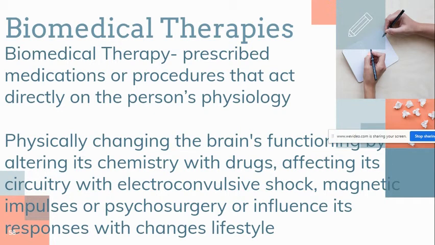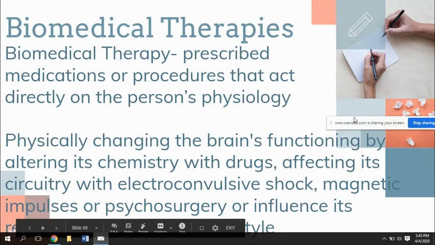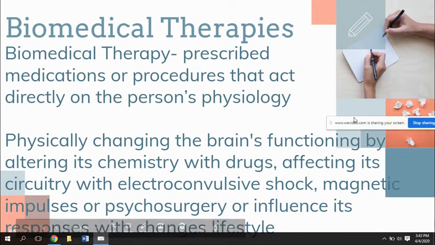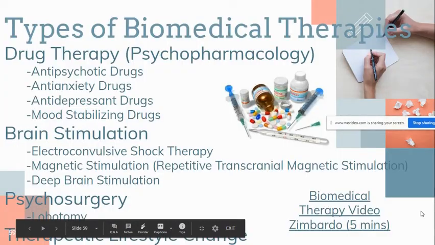If you're a sciencey person or a medical person, this is probably where you're finding yourself to be more aligned. So you can change the person's brain functioning by altering its chemistry with drugs, affecting its circuitry with electroconvulsive shock, magnetic impulses, or doing a psychosurgery, or even looking at just how you could change someone's lifestyle. Sometimes it works, sometimes it doesn't.